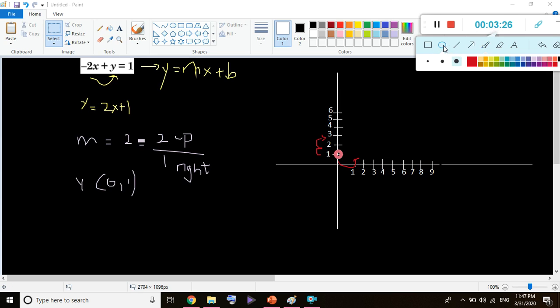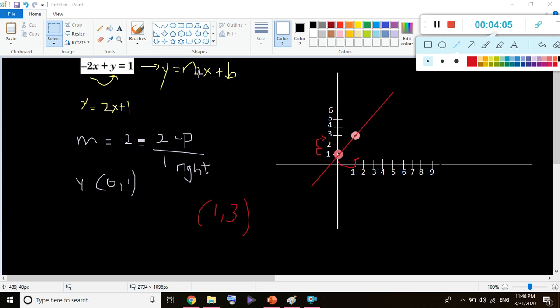So my point is going to be 1, 3. This is my second point that I have. So my second point is going to be 1 and 3. Then the last thing we're going to do is make a line that cuts both of them, which is going to be this line. This is the line that we have here. This is how to graph.